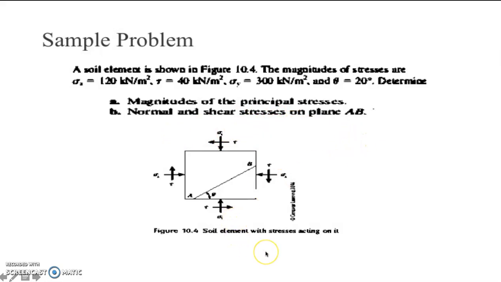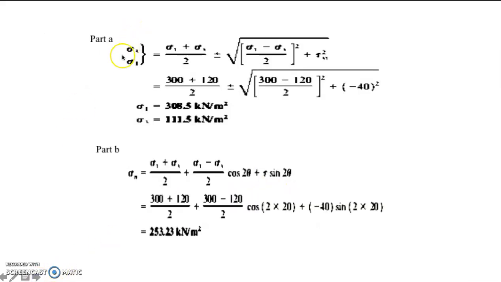So for this one, you have your illustration for our stresses. It acts on our soil element. So we are given the magnitude of the stresses and, of course, the angle theta, which is 20 degrees. We're going to determine our principal stress and the normal and shear stress on plane AB. This is our plane AB on our soil element. It makes an angle of theta, 20 degrees, with the horizontal. Of course, major and minor principal stress are denoted by sigma sub 1 and sigma sub 3.